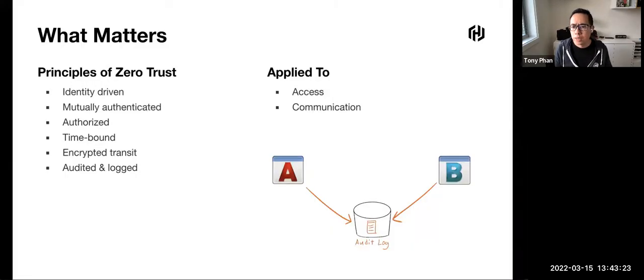And then we want to make sure that everything is logged and audited. So if one service is not allowed to talk to another service, we want to log that deny. If it is allowed, then we may want to log that as well. These are some of the principles that really ensure a tight security posture when it comes to access and communication.